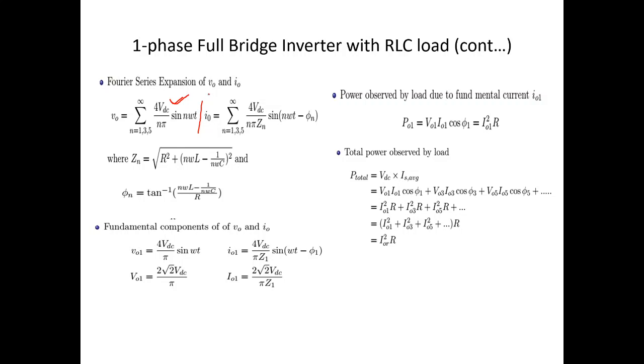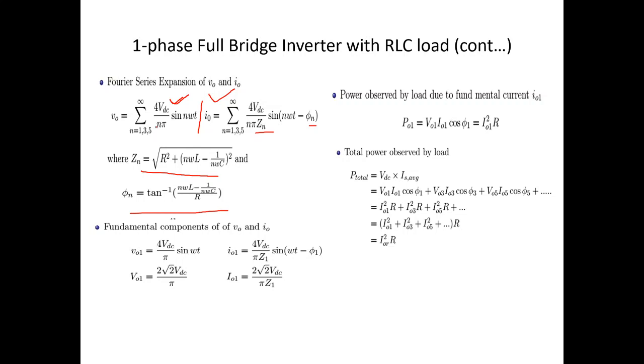And for the Fourier series expansion for current, you simply have to divide by Zn and consider the phase angle. You have to compute this impedance and phase angle, which depend on frequency, using this formula. So these are the formulas for computing Zn and phi n respectively. Once you find the Fourier series expansion, you can find the fundamental components by substituting n is equal to 1.